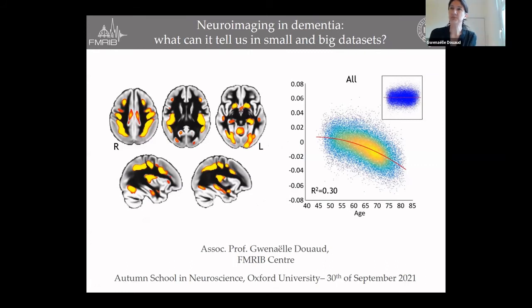Can you see my slides properly? Excellent. Thank you very much for the invitation, and I'm sorry I couldn't be with you in person, because I really like to interact with people and see the frowns and everything. But anyway, what I've been tasked with today is presenting some slides on neuroimaging in dementia. Obviously that's a very wide brief, so I've decided to look at some of our own studies and show what brain imaging and brain MRI can tell us in small and big data sets.